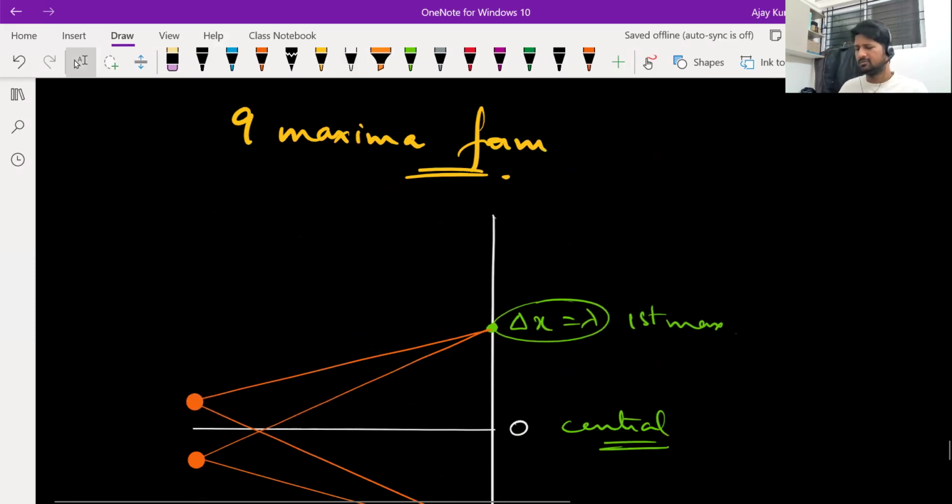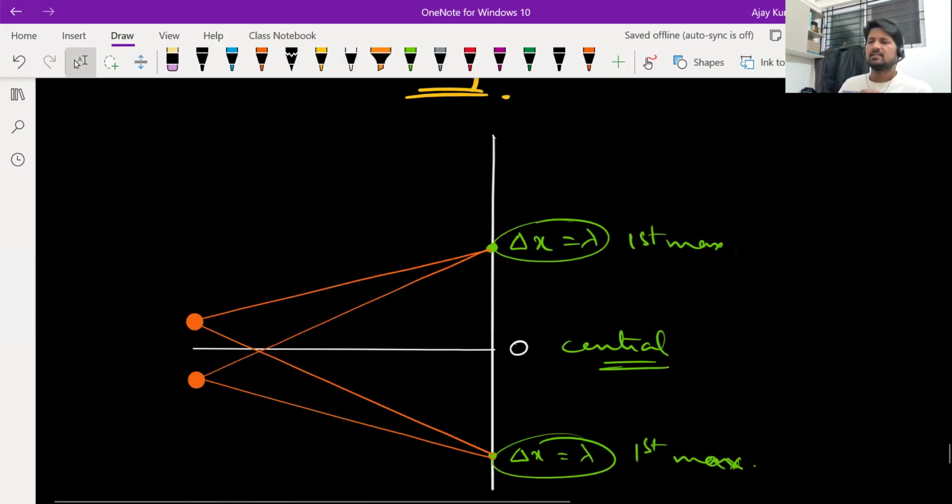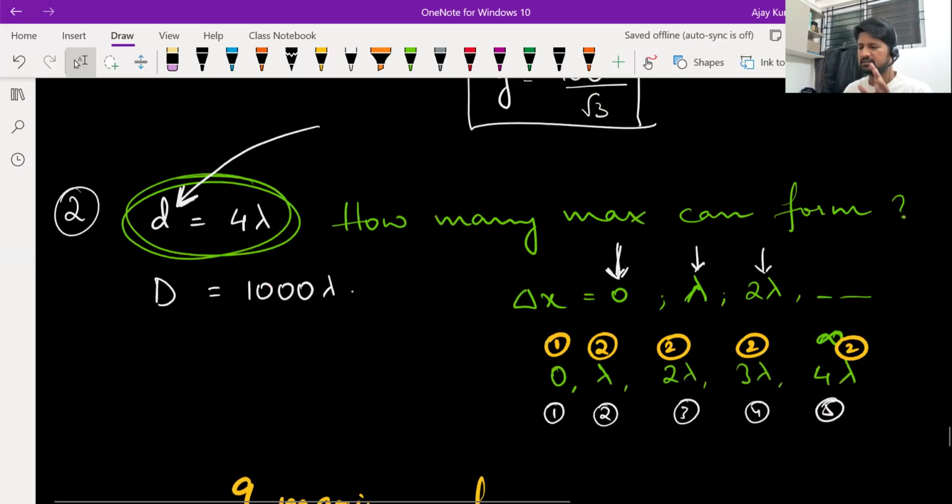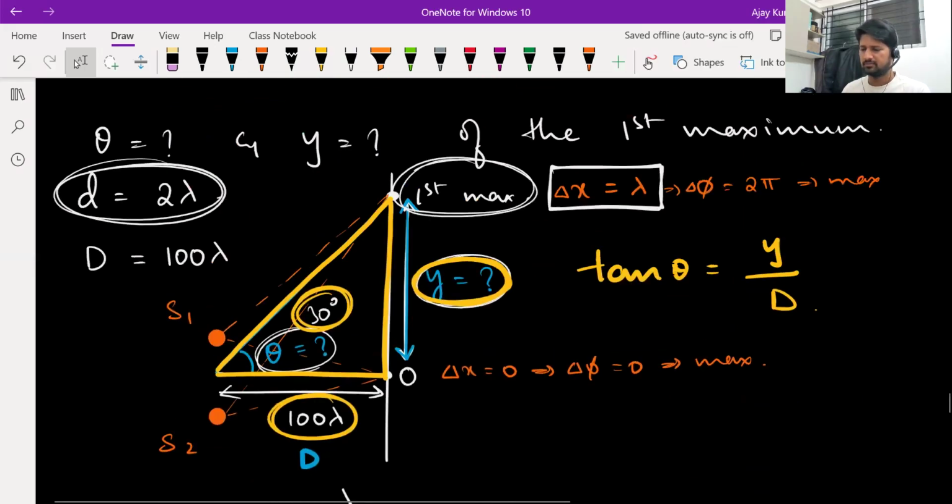Fine. We'll stop it here for now. Next class, we will look at how the actual YDSE experiment is conducted and what if we make some small changes in the experimental setup, what will happen to the pattern. Basically, this is the idea that Young proposed to check the wave nature of light. If S1, S2 are two sources of waves, then when you place the screen at a certain distance, if the sources are coherent, you should see a pattern on the screen.